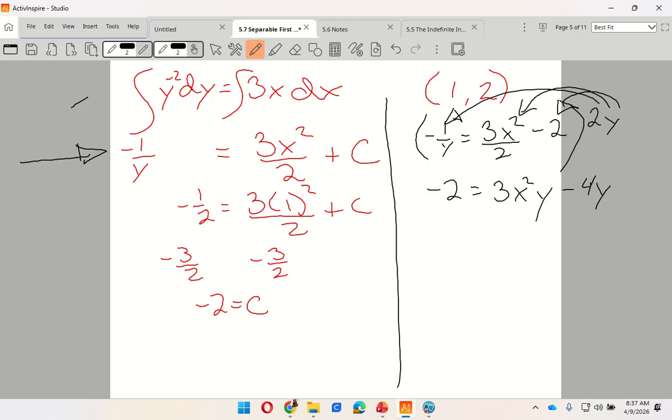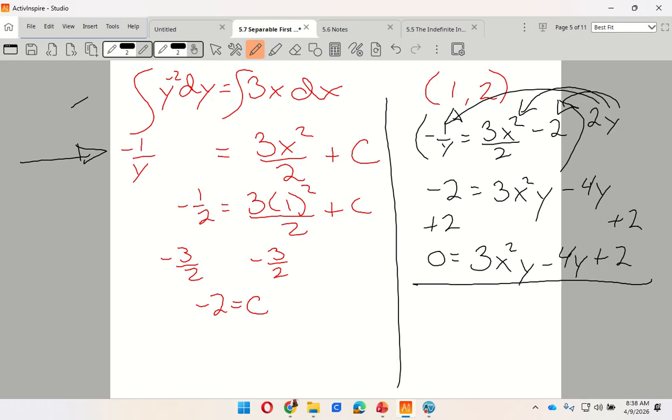And what was the second thing I said about that particular solution? Equals 0. So that means I need to do what here? Add 2 on both sides. Very good. So I can get 0 equals 3x squared y minus 4y plus 2. This is my particular solution.